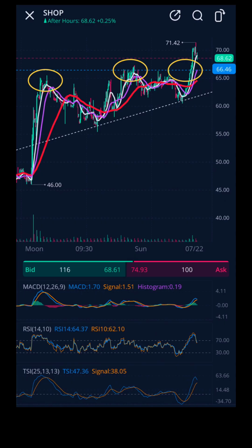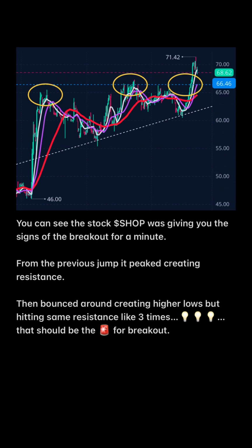So let's go ahead and take SHOP, for example. You can see SHOP is giving you the signs of a breakout for a minute. So from the previous jump, it peaked, creating the resistance point, and then bounced around, creating higher lows, but hitting some resistance like three, four, five times. Three strong areas. Now, these should have been light bulbs going off in your head, that should have given you the notion that, you know what, alert, alert, alert, because a breakout is pending.